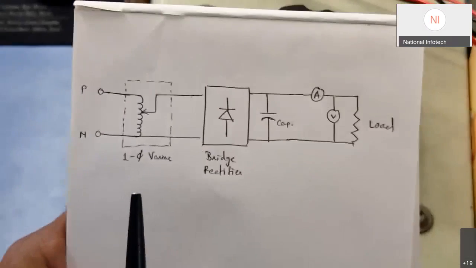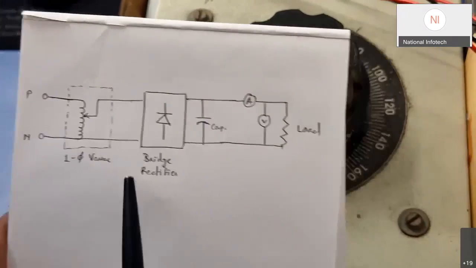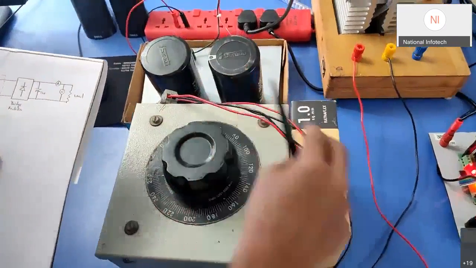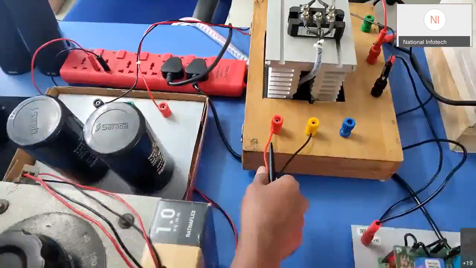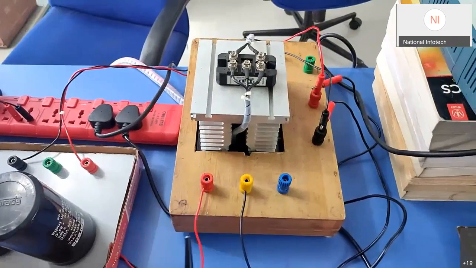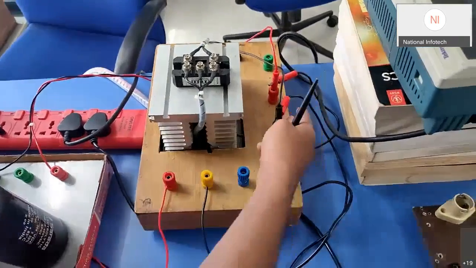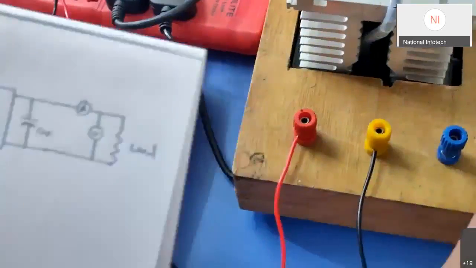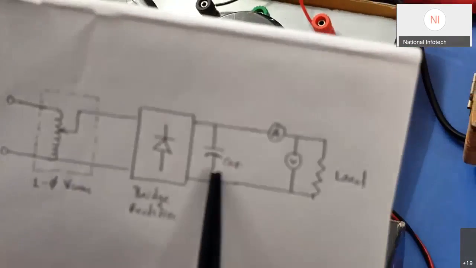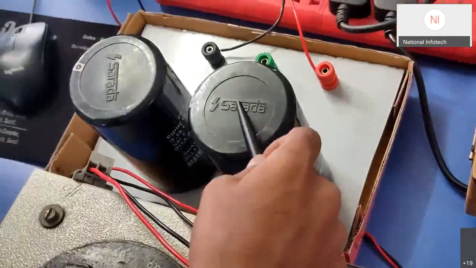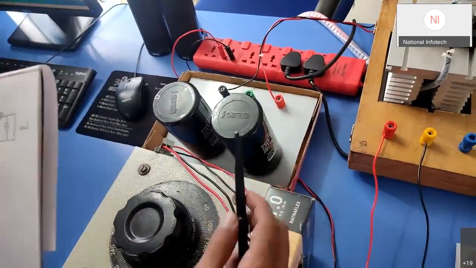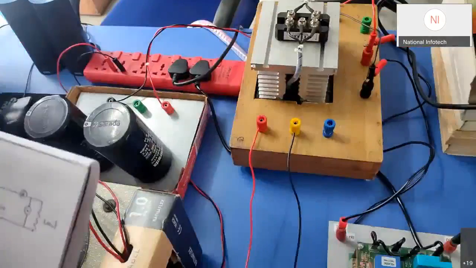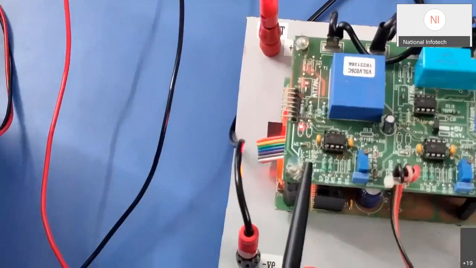As I explained in this circuit, this is a single phase variac. In the actual setup, this is our single phase variac, and the output of this variac we have connected to this bridge rectifier. The bridge rectifier outputs the DC. You can see the capacitor connected on the rectifier output, and that rectifier output is directly connected to this voltage sensor. This is our V3 sensor card.